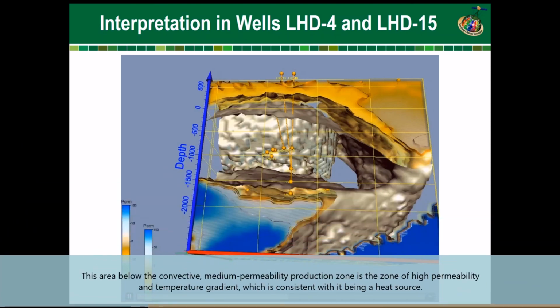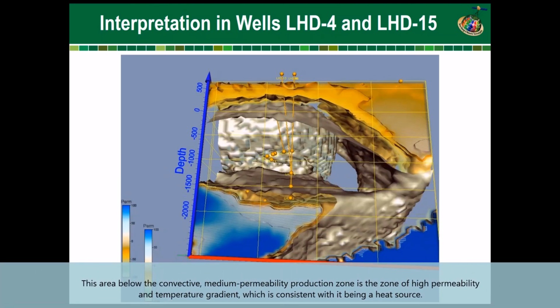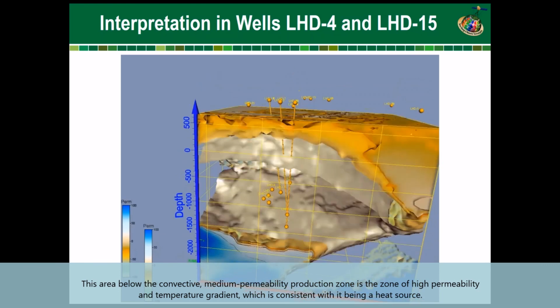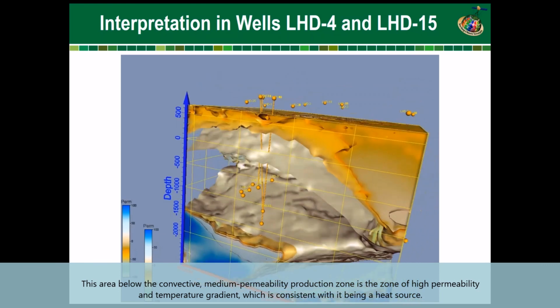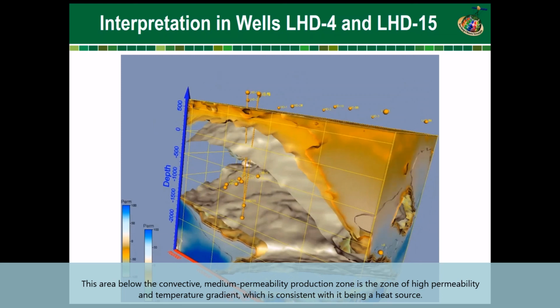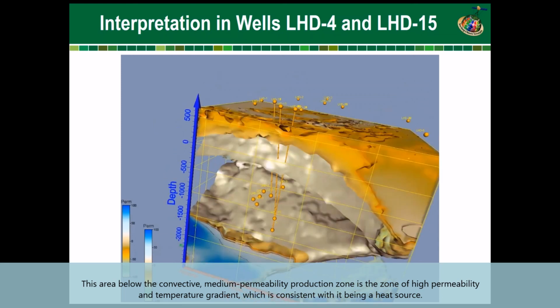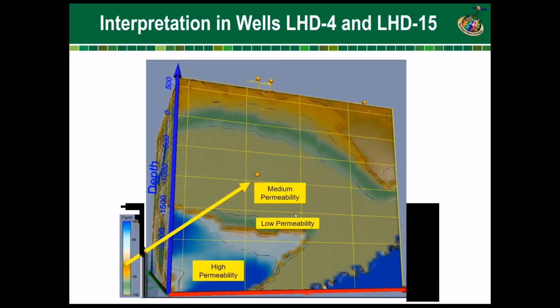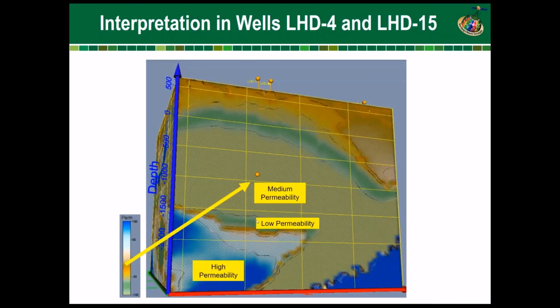Please note, this area below the convective medium permeability production zone is the zone of high permeability and temperature gradient, which is consistent with it being a heat source. Let's take a look closer. The middle of our main reservoir is of medium permeability.